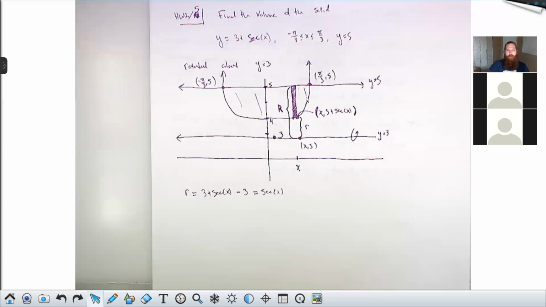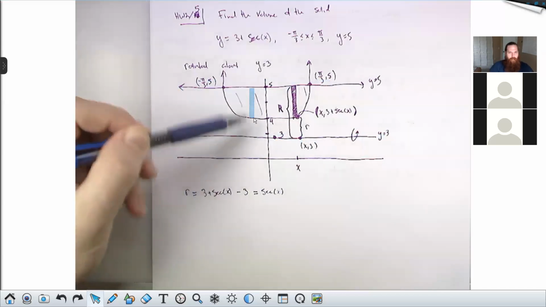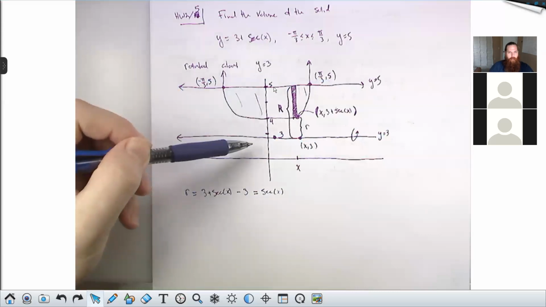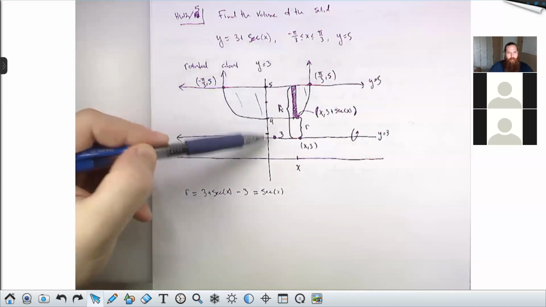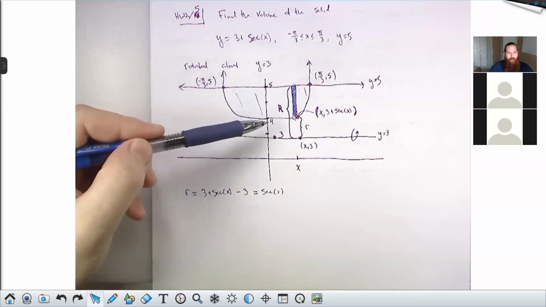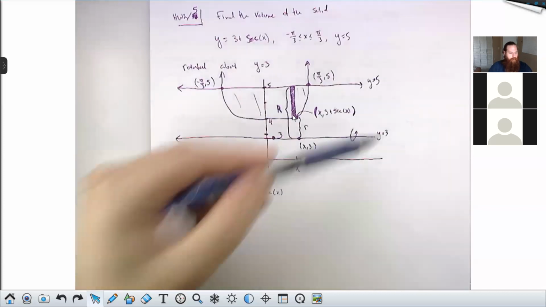And capital R is constant. The far end of the strip is always up here along the line y equals 5. And the axis of rotation is always right here at y equals 3. So no matter where the strip is, the distance from the far end of the strip to the axis of rotation doesn't change. If the strip is right there, or if the strip is right here, or if the strip is where I've drawn it. The distance from the far end of the strip to the axis of rotation is always 5 minus 3, which is 2.